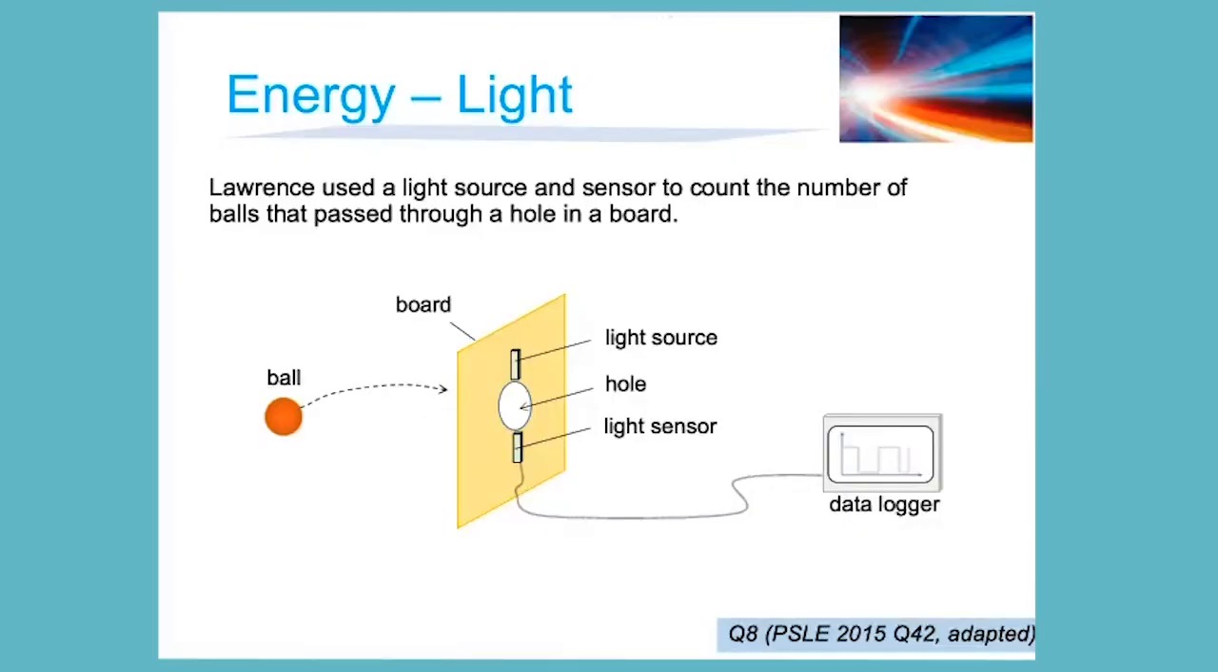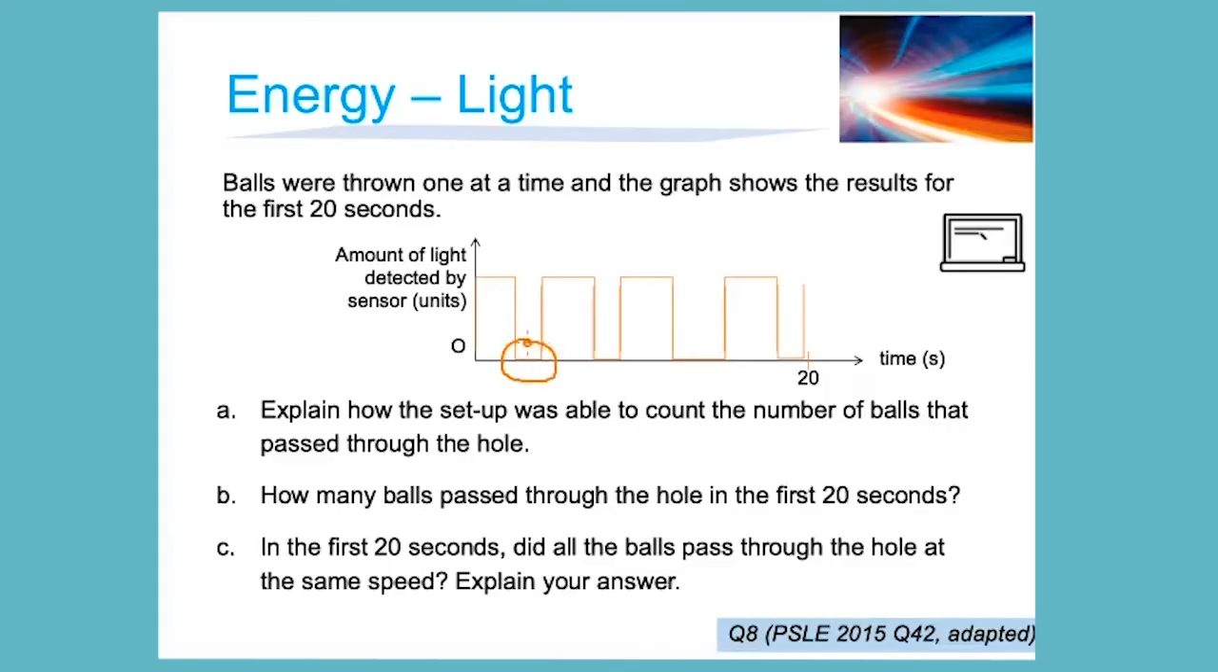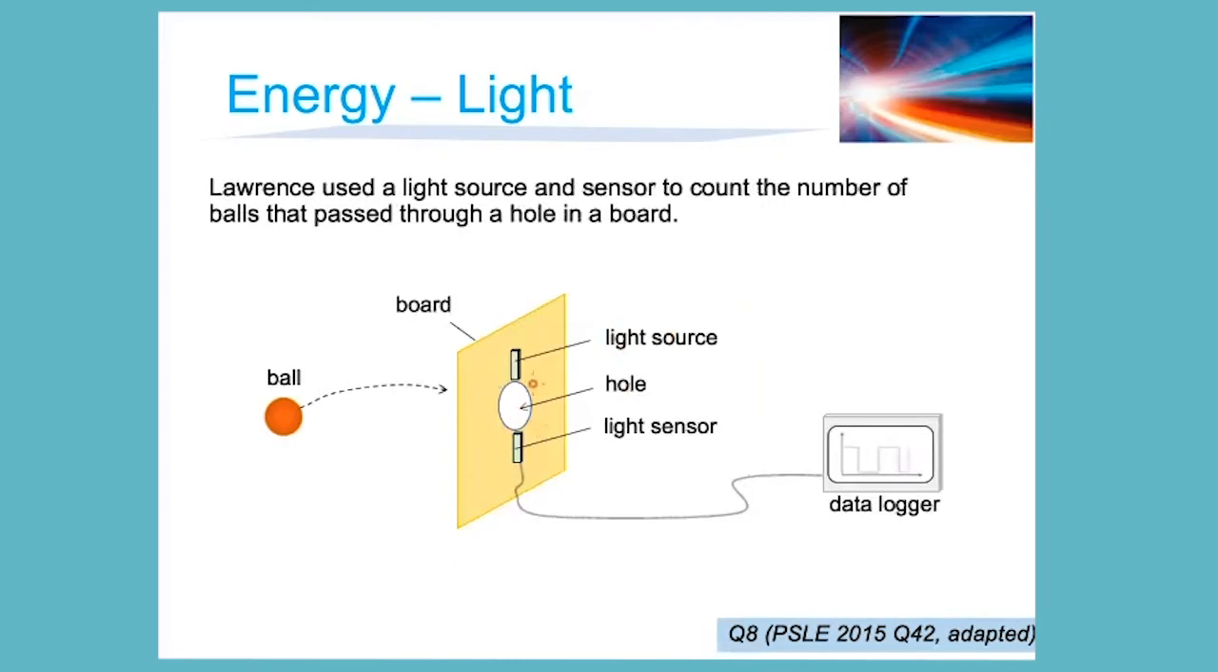Next one, this is also a very common question. They use a data logger and then they start passing things through a light sensor. So if a ball passes through the light sensor, through the hole, there will be a gap. You have to assume that the light source is emitting light and the light sensor is detecting light. So when there is a gap like that, it means that the light detector could not detect any light from the light source. At these gaps, something was passing through to block the light source from sending light to the light sensor.